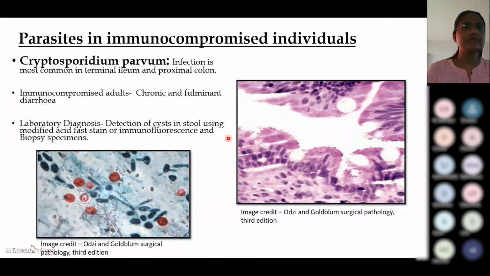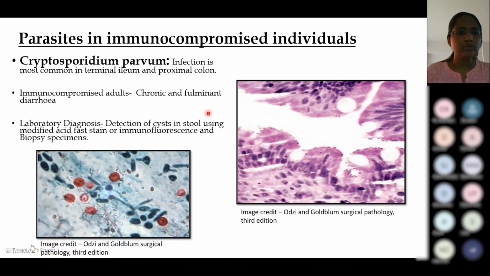So next, we will study the parasites in immunocompromised individuals, because these parasites in immunocompetent individuals either cause asymptomatic disease or they cause mild symptoms. But in immunocompromised patients, they lead to chronic diarrhea. So first is Cryptosporidium parvum. Its infection is most common in the terminal ileum and proximal colon.